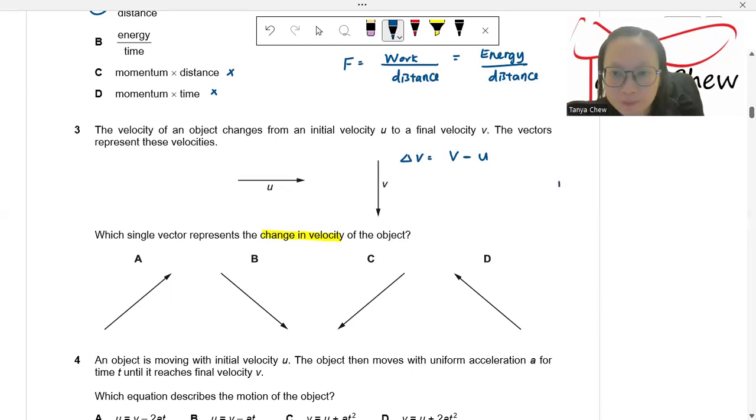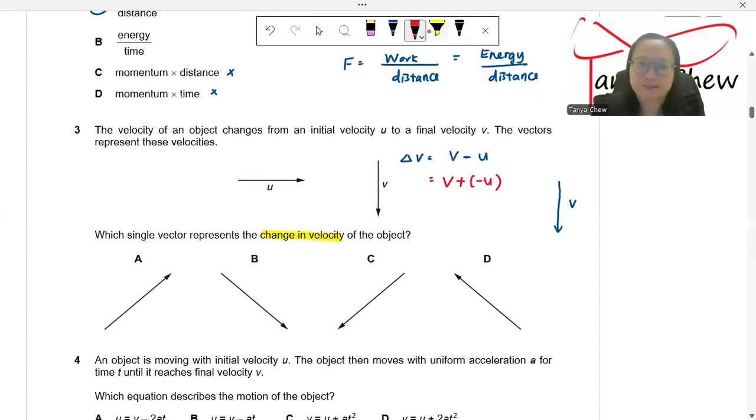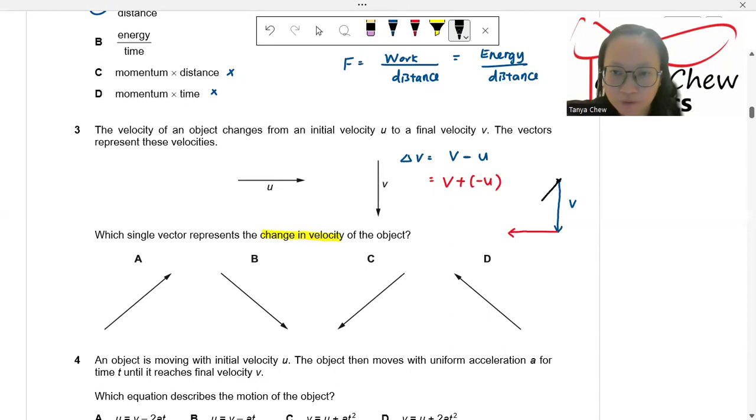So for final velocity, I'm just going to draw my arrow downward first. But this is negative u, because I have to subtract the initial velocity; v plus negative u is actually the same. So u is towards the right, negative u will have to move to the left, like this. Therefore, the resultant or the change in velocity, you start from the tail of the first vector all the way down to the tip of the second vector. So this is C.